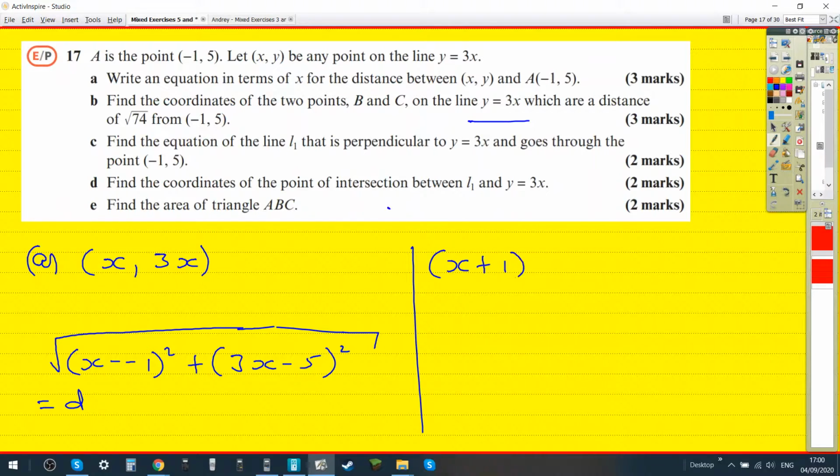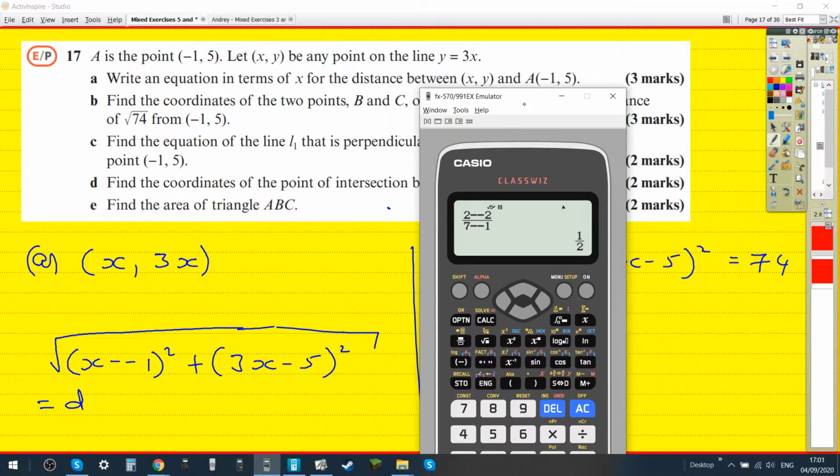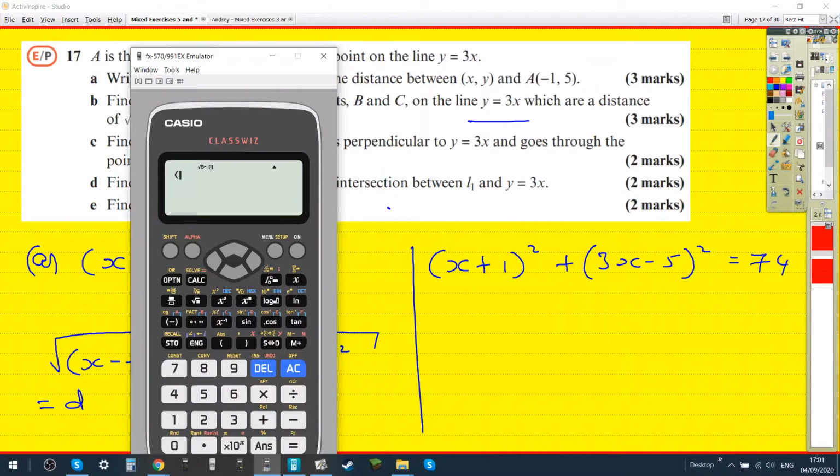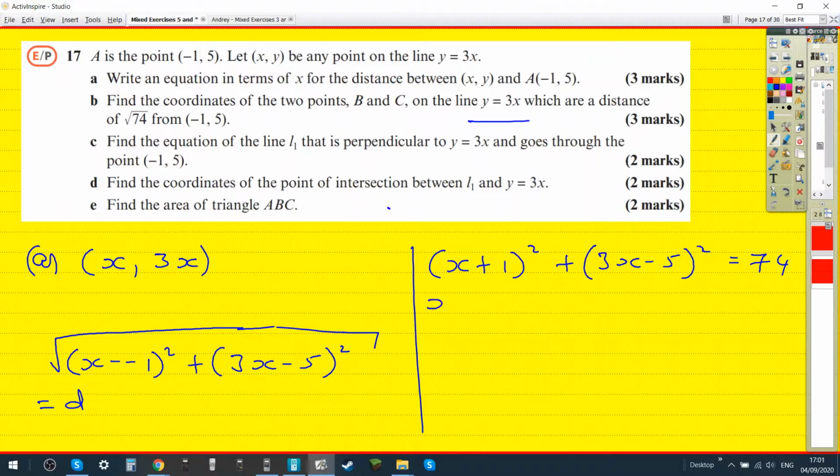And so shall I now just expand the brackets, make it all equal to 0, and then see what happens with the x's? Yes. That would work. So for the first one, I think I need to do x squared plus 2x plus 1. And then for the next one, I think I need to do 9x squared minus 30x plus 25. And then minus 74 from that.